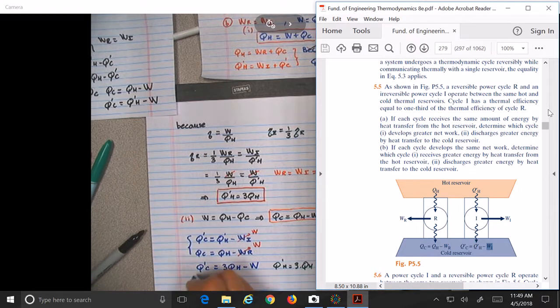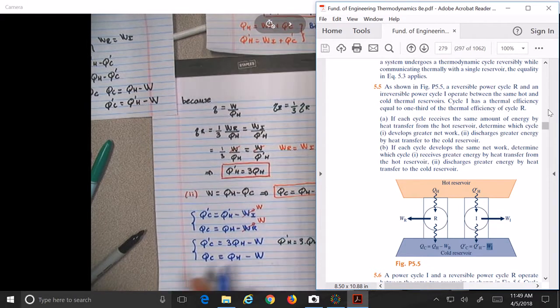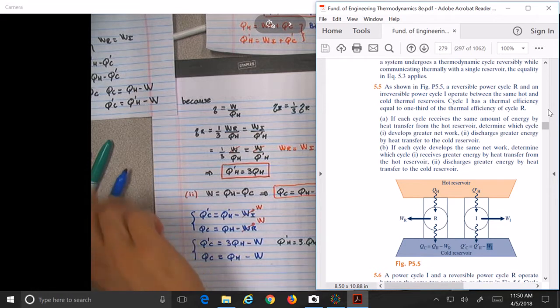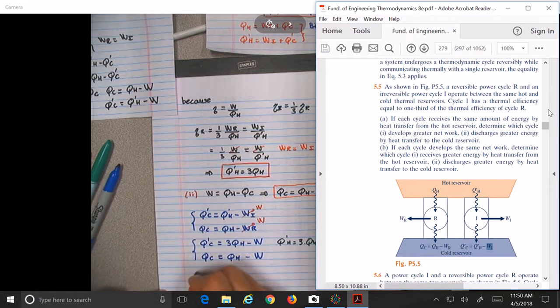And then we have here that Q sub C will be equal to what? Q sub H minus W. So which one removes more heat to the cold reservoir? Which one of these two is higher? Q prime C, no? Okay. So Q prime C higher than QC.